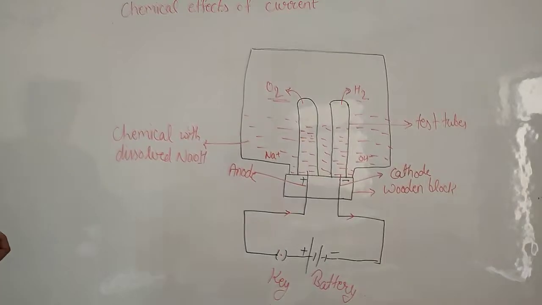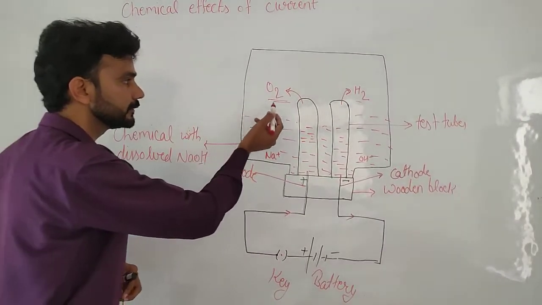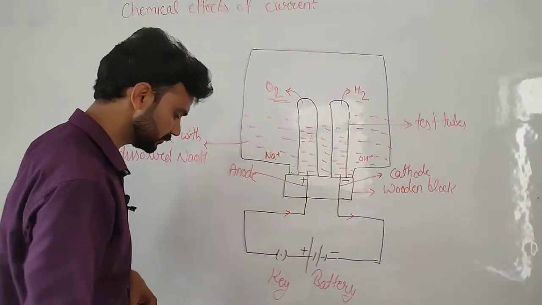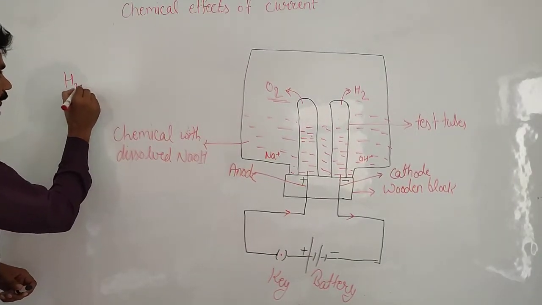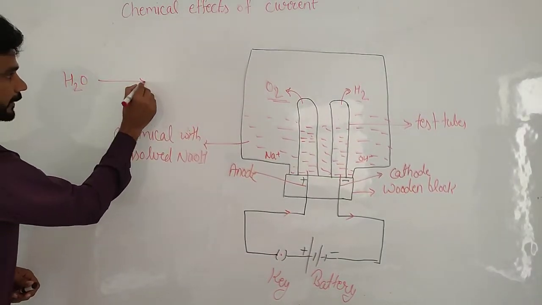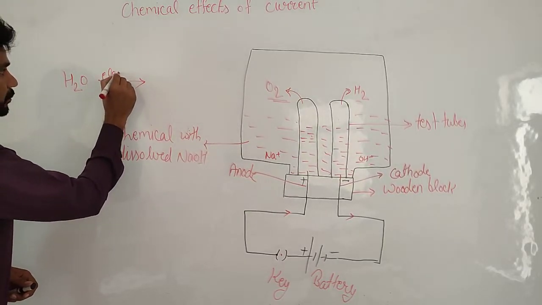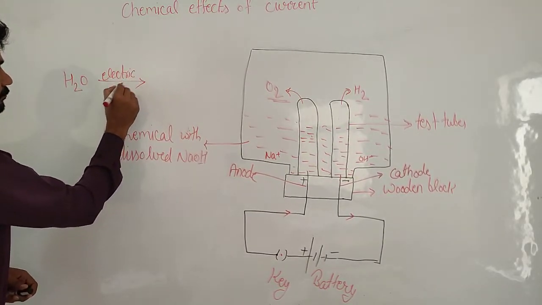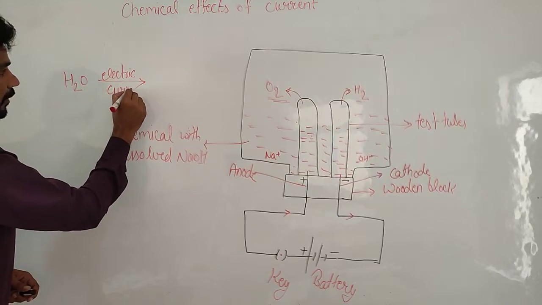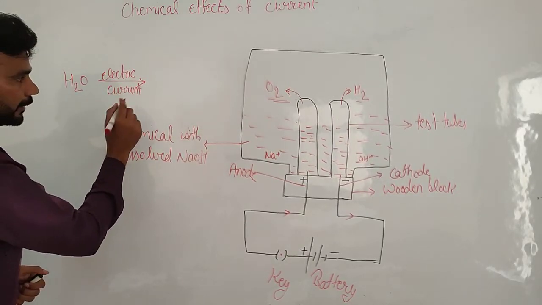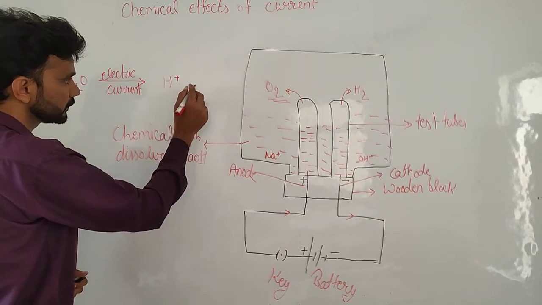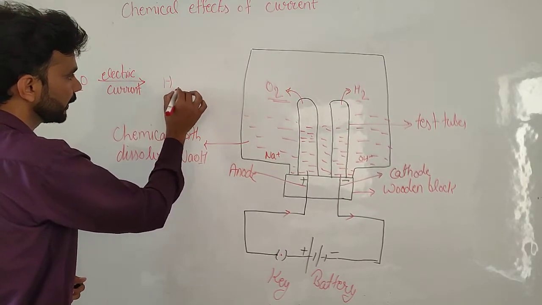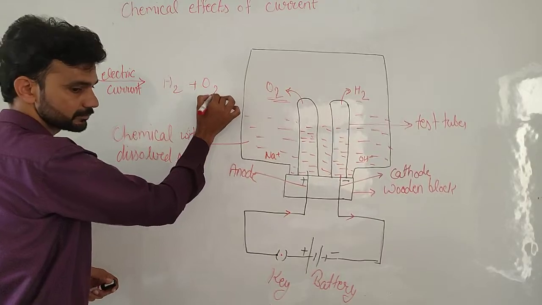Now I will tell you where these oxygen and hydrogen gases come from. In this beaker we have water. When electric current passes through the water, it will break water into H positive and OH negative. It will break into hydrogen and oxygen gas.